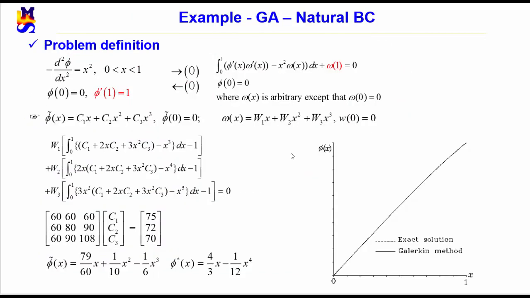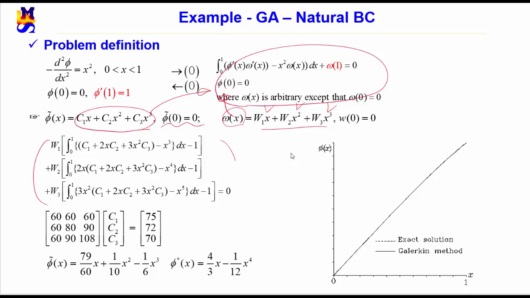Let's calculate an approximate solution using this trial function for this problem. Of course, this trial function should satisfy only these essential boundary conditions. We have to use the same basis function for the weighting function. Applying these two approximated functions to the weak form, we can derive a set of 3 linear equations which gives us this approximate solution.